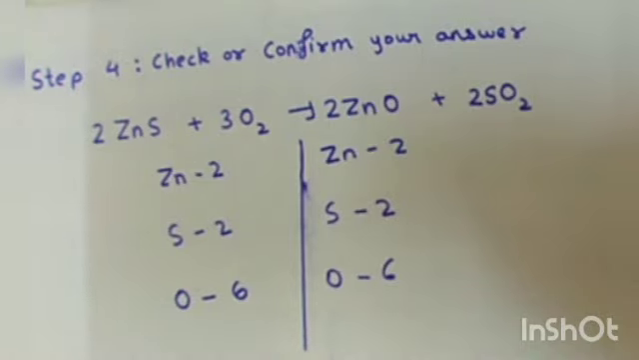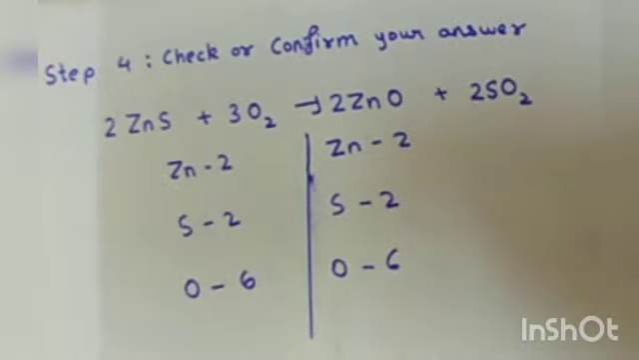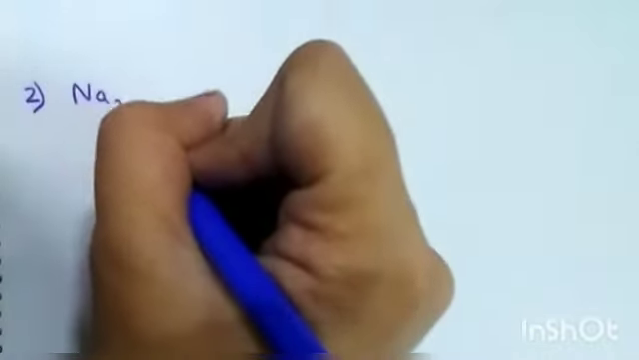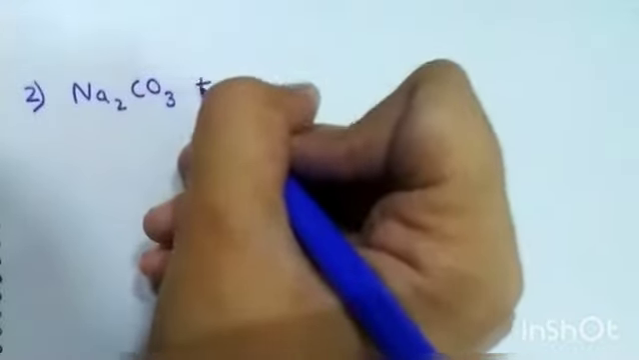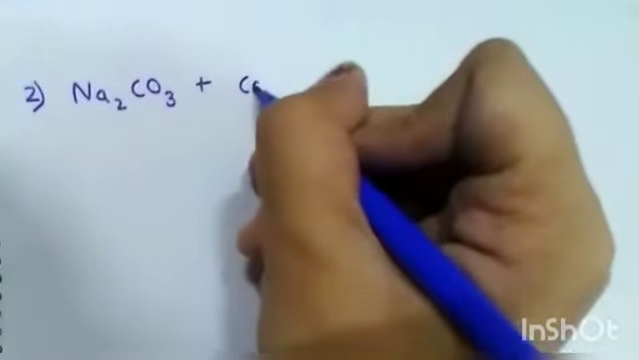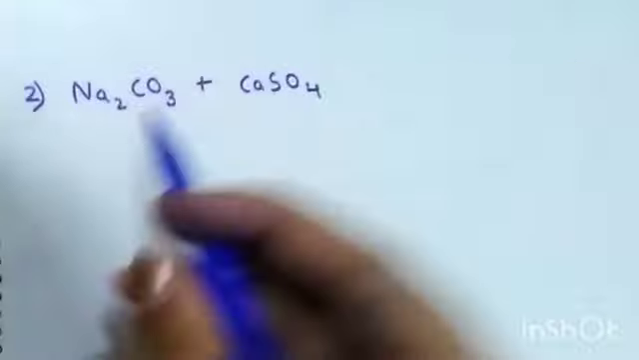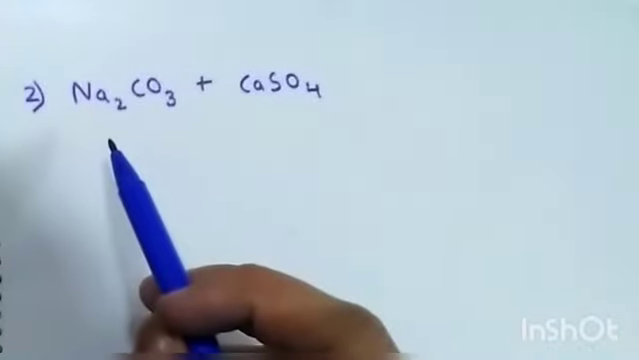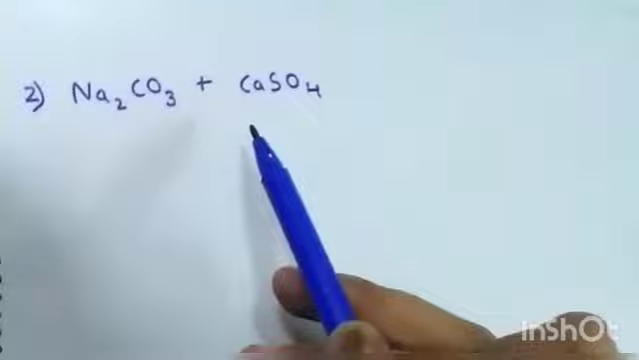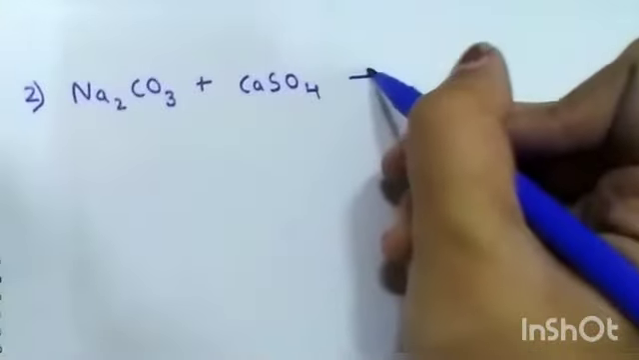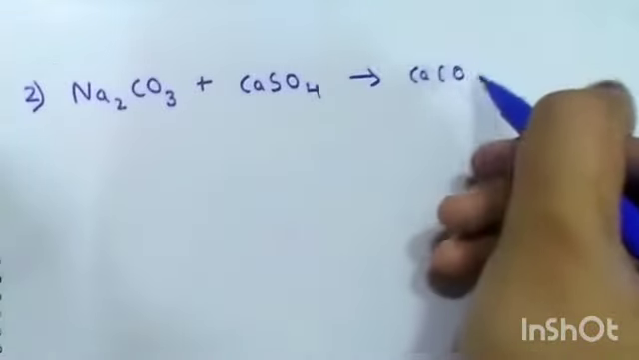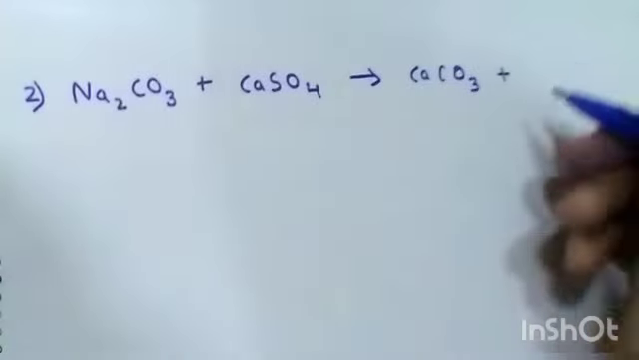Now let's look at some more examples so that this concept can fit in your mind and you would be thorough with this concept. Now let's take another example. So the example is Na2CO3 plus CaSO4. This is sodium carbonate, which is also known as washing soda, plus CaSO4, which will give you CaCO3 plus Na2SO4.